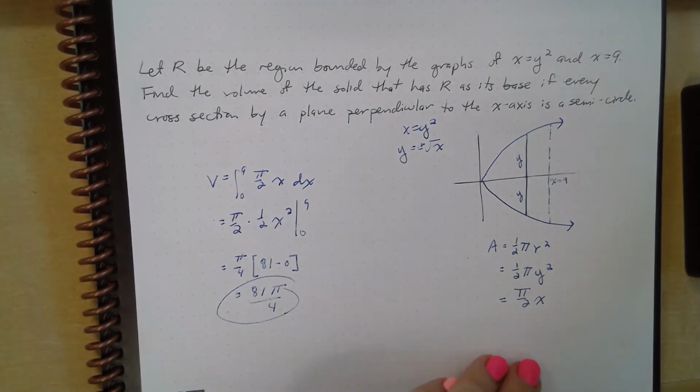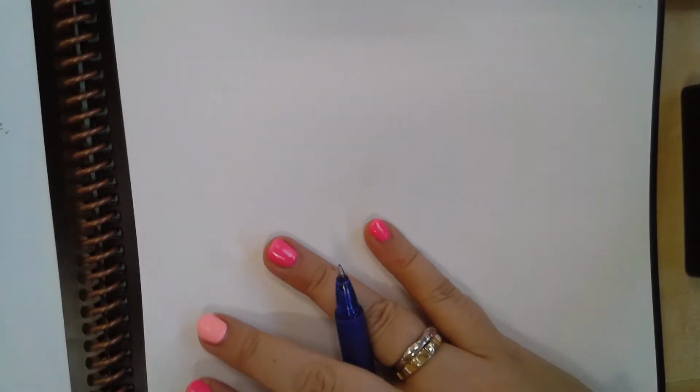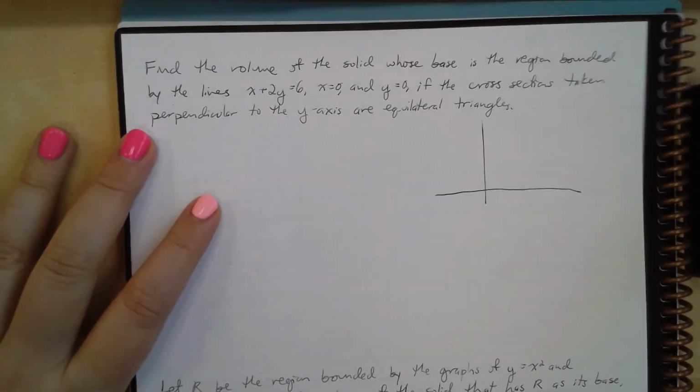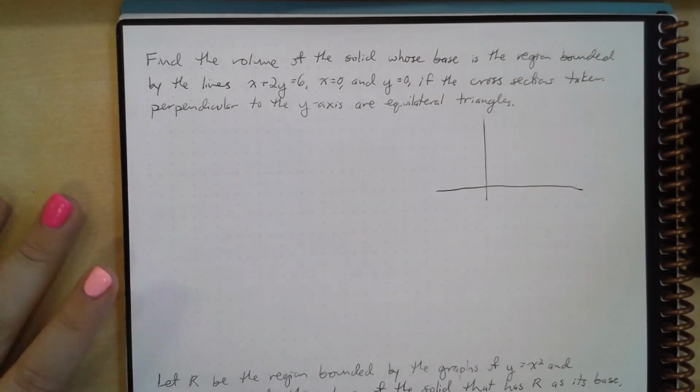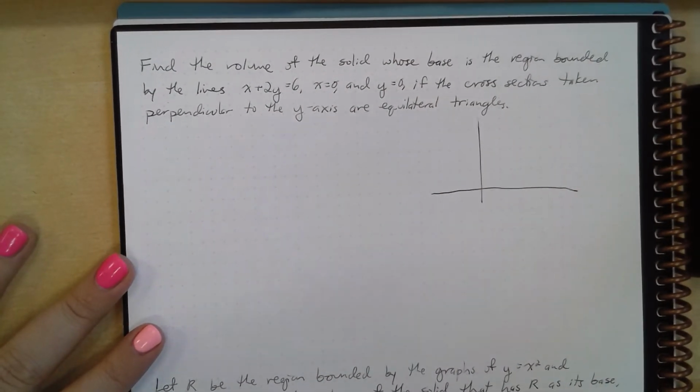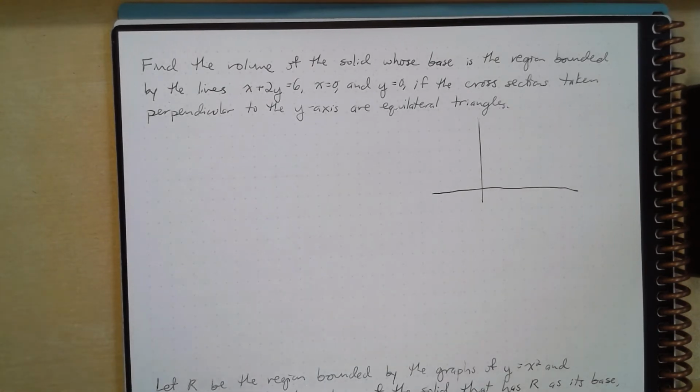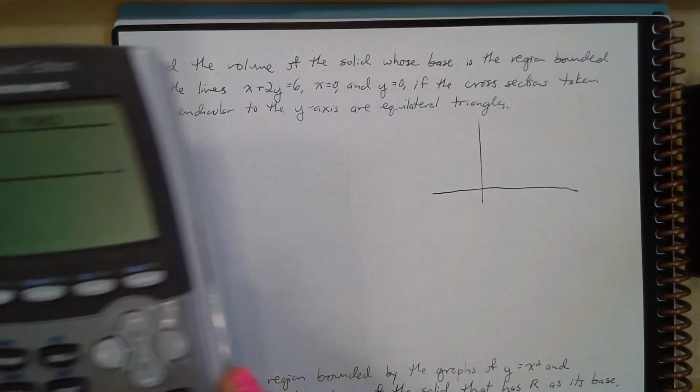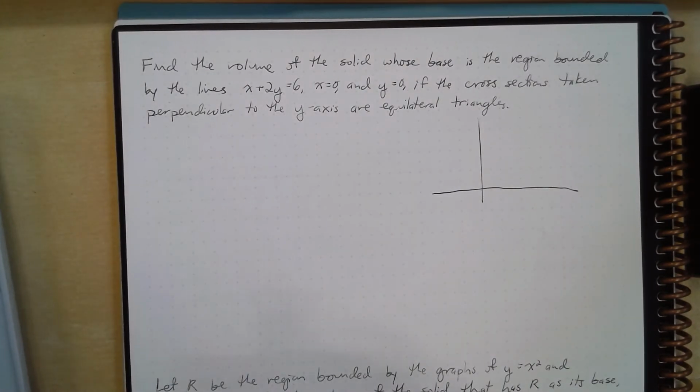Okay? All right, let's do a few more examples here, just 2 more. We want to find the volume of the solid whose base is the region bounded by the lines x plus 2y equals 6, x equals 0, and y equals 0, if the cross sections taken perpendicular to the x-axis are equilateral triangles. Okay? So if I graph this, x plus 2y equals 6, of course I know how to do that, but I just don't feel like dealing with it right now. So, one second, let me pause quick.